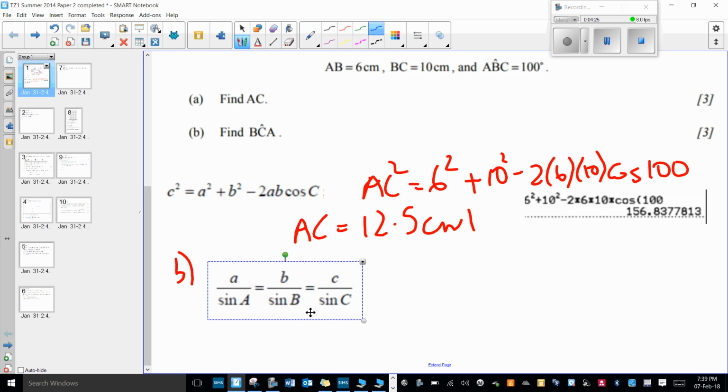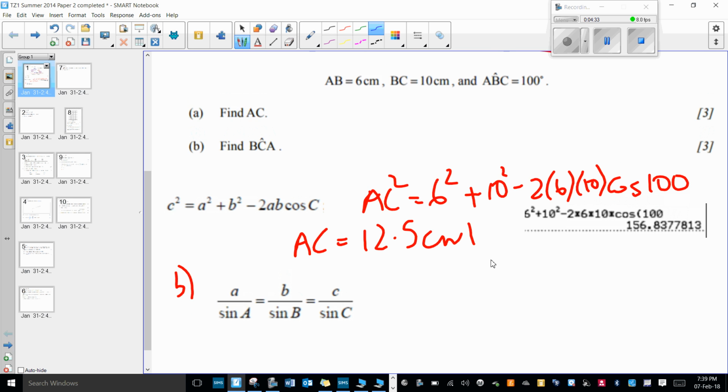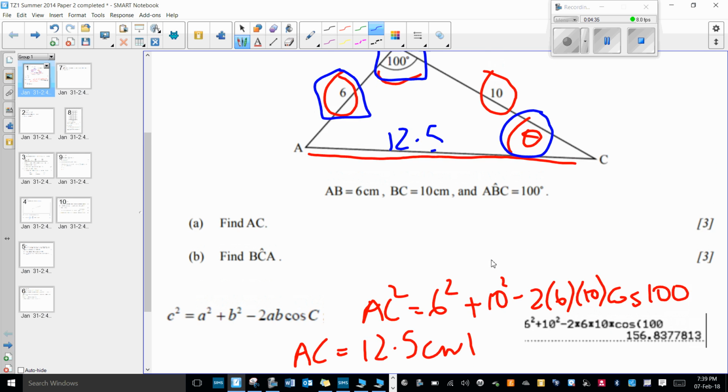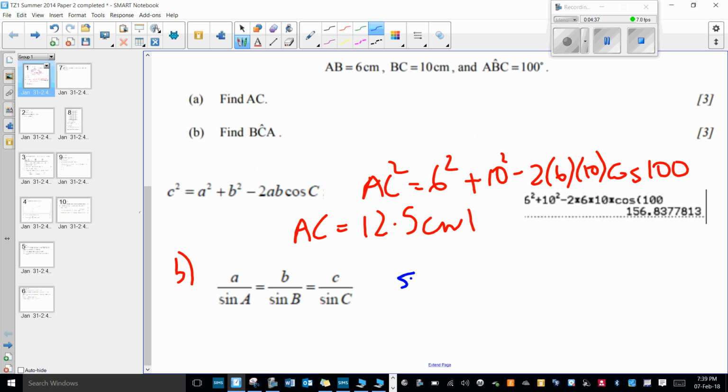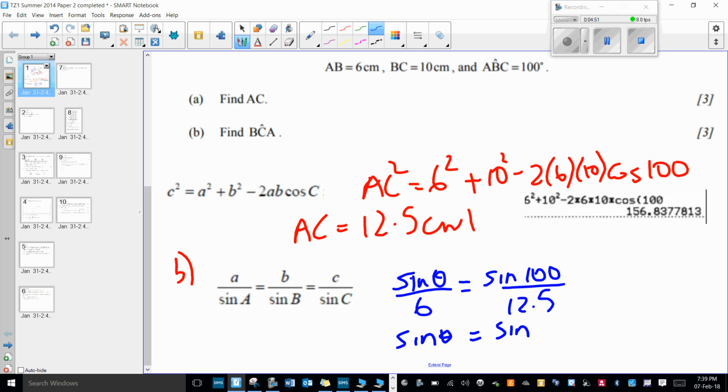Okay, we're trying to find an angle, so we're actually considering it the other way up. Sine theta over 6. So always start with the thing you're trying to find. So sine theta over 6 is equal to sine 100 over 12.5. Rearranging that gives sine theta equals sine 100 over 12.5 multiplied by 6.